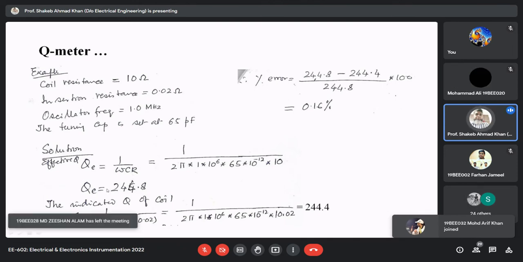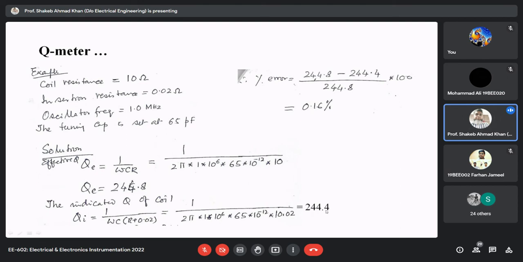True value is 244.8, but the measured value is 244.4 because of the insertion resistance. Although this value is very small, we took care of it. If this value is higher, then obviously the error is more. Because of this small insertion resistance, your error is coming out to be 0.16%. Is it fine to all of you?